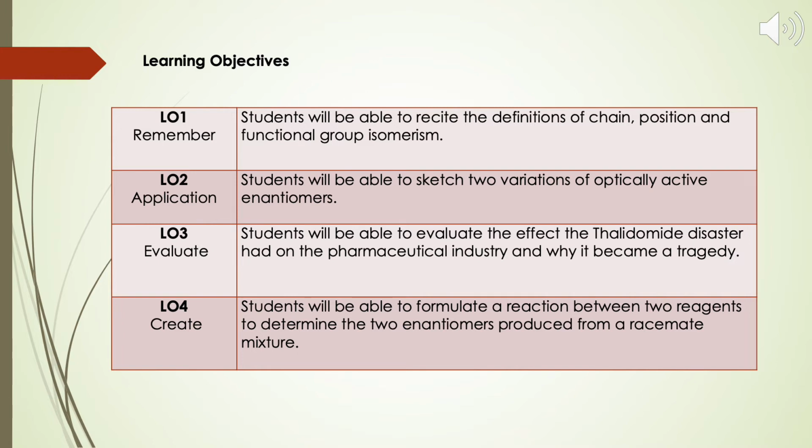And finally, we will go on to the create taxonomy level, and this is a very high order and a lot of thinking skills involved, which will really help the students to critically engage their brains. And here, students will be able to formulate a reaction between 2 reagents to determine the 2 enantiomers produced from the racemic mixture.